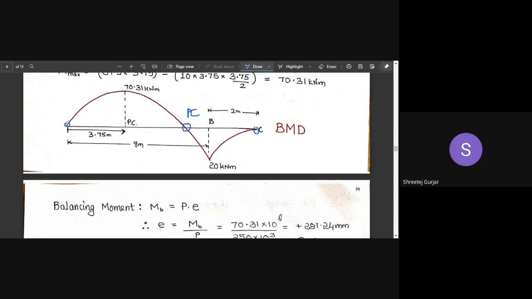So we know because of a UDL, our profile will be what? It will be parabolic. Okay, it will be parabolic. So it will go like this up to minus 20, and then again it will become 0 at your point C. So this is your bending moment. But we do not know where this maximum will occur, and what is the intensity of this bending moment.